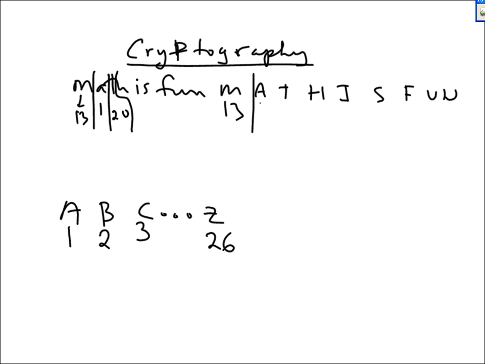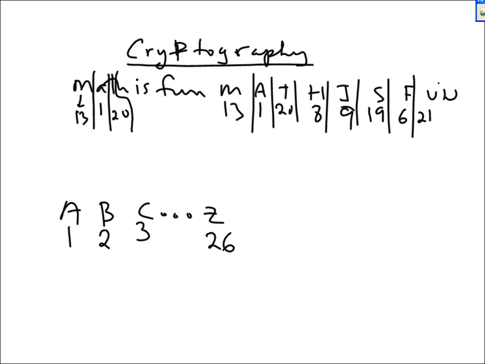M is 13, A is the first letter, T is the 20th letter, H is the 8th letter, of course. If H is the 8th letter, I is the 9th letter, and then the 19th letter, and the 6th letter, and the 21st letter, and the 14th letter of the English alphabet. Okay.